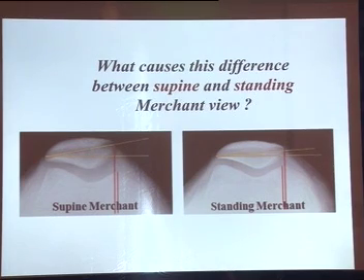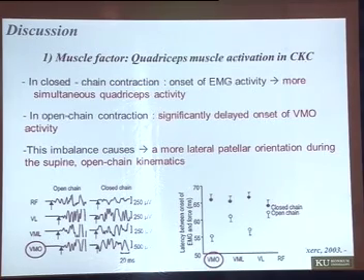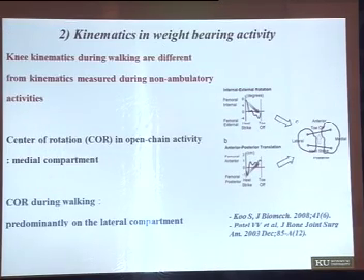So what causes the difference between supine and standing Merchant's view? There are various theories, one major one being muscle factor. In closed chain contractions, the onset of EMG activity shows that there is more simultaneous quadriceps activity. In open chain contractions, there is significantly delayed onset of the vastus medialis obliquus activity. This imbalance causes a more lateral patellar orientation during supine open chain kinematics. Also, the kinematics in weight-bearing activities is a factor. Knee kinematics during walking are different from kinematics measured during non-ambulatory activities. The center of rotation in an open chain activity is in the medial compartment, whereas during walking or in a closed chain it is predominantly in the lateral compartment.